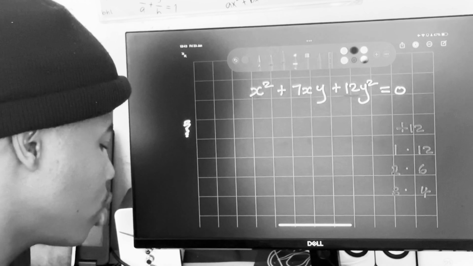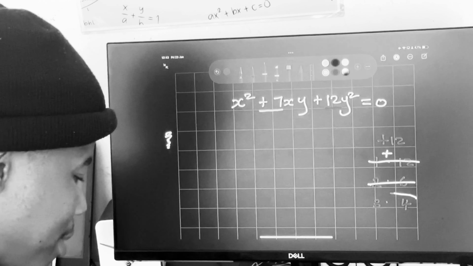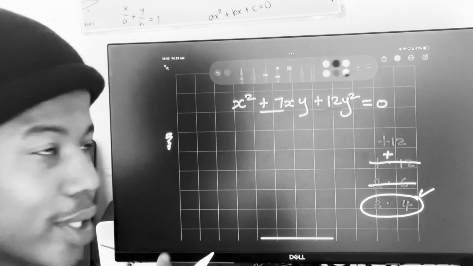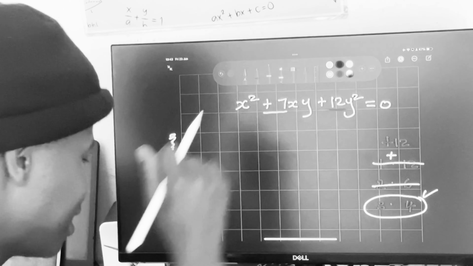And I'm going to look on these factors for a pair that gives me the middle term when I add it. So the middle term is positive 7. Now 1 plus 12 is 13, so this pair is out. 2 plus 6 is 8, so this pair is out. 3 plus 4 is 7, so this pair is the jackpot pair. We're going to use it to solve this.